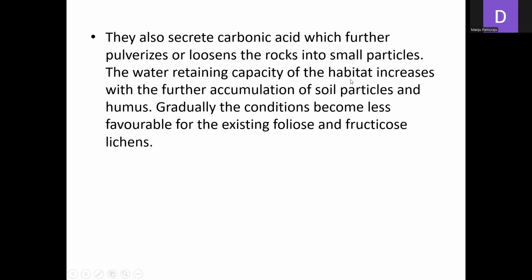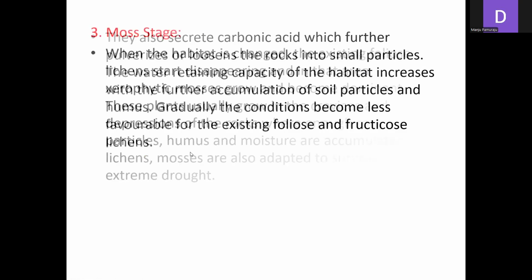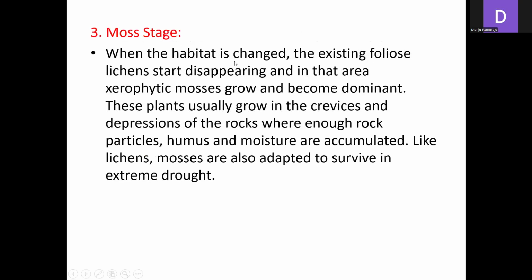The water-retaining capacity of the habitat also increases with the further accumulation of soil particles and humus. Gradually the condition becomes less favorable for the existing foliose and fruticose lichens. As soil formation occurs, these lichens are replaced by mosses. When the habitat has changed, the existing foliose lichens start disappearing, and xerophytic mosses grow and become dominant. These plants usually grow in the crevices or depressions of rocks where enough rock particles, humus, and moisture are accumulated. Like lichens, these mosses are also adapted to survive extreme drought.